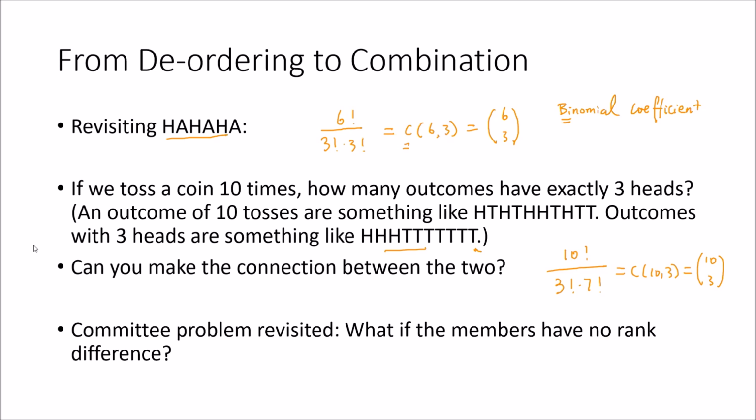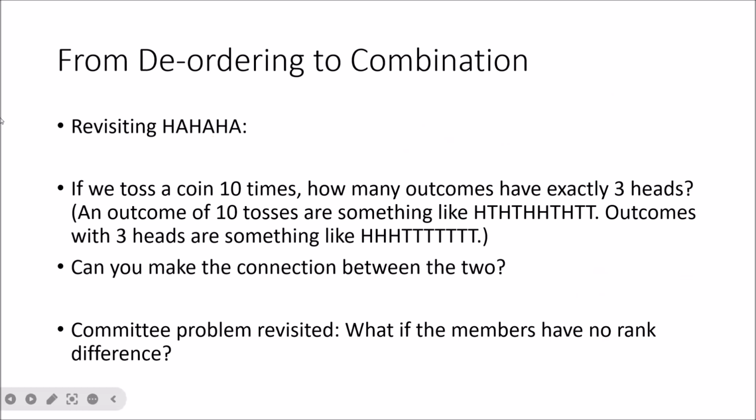Let's look at this committee problem. Let's revisit the committee problem. So we're selecting 3 people from 100 people to form a committee. Now, what if the members have no rank difference? That means nobody in the committee is president. They are just the 3 members. They have the same voting power, no difference. So how many possible committees are there? So be careful.